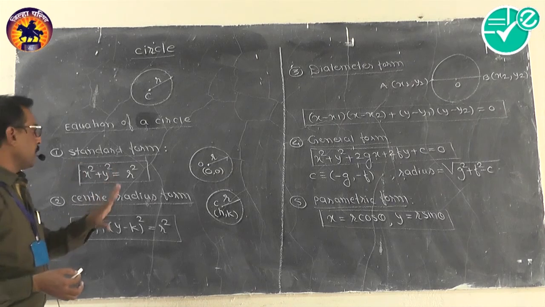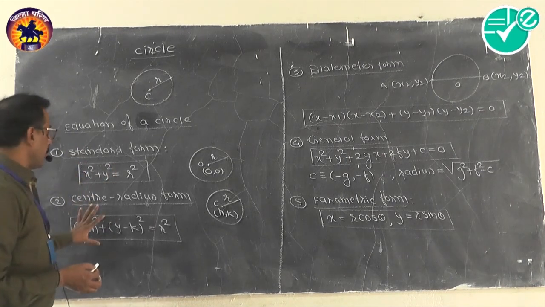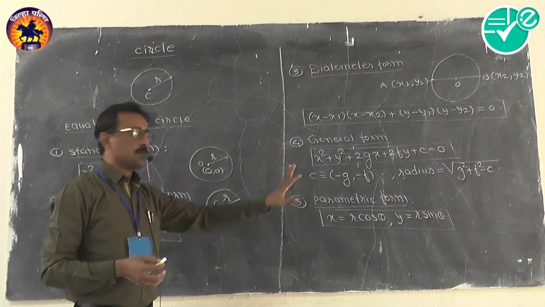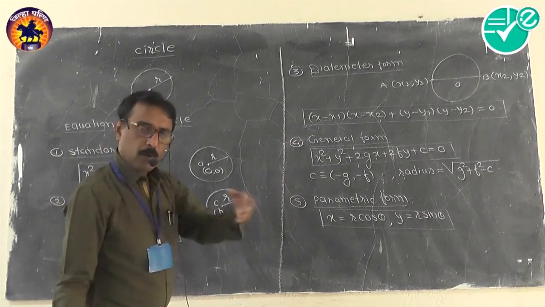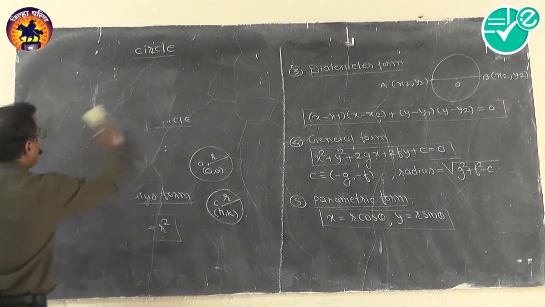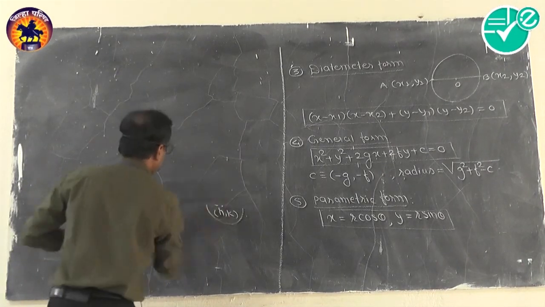Now I will select a few problems from the standard form, a few from the center radius form, then the diameter form, next the general form, and the very last one the parametric form. Let us continue the problems one by one from your book. Right here we will take examples one by one.